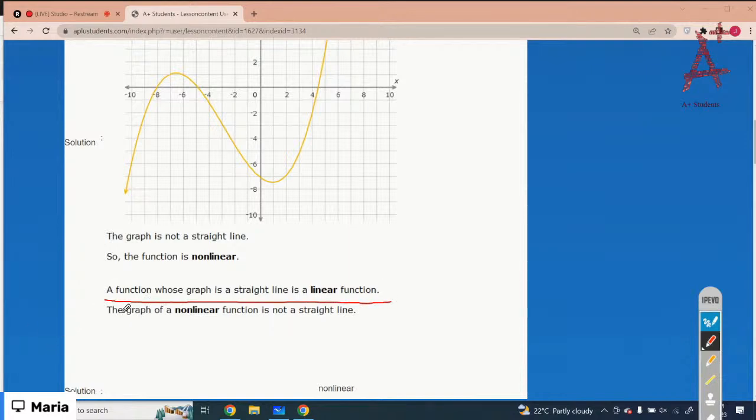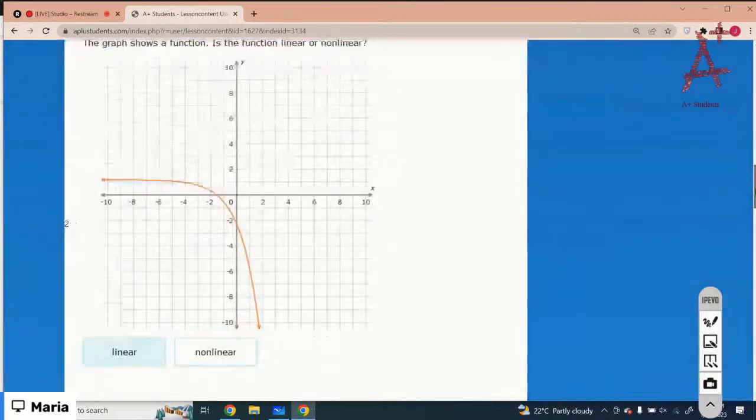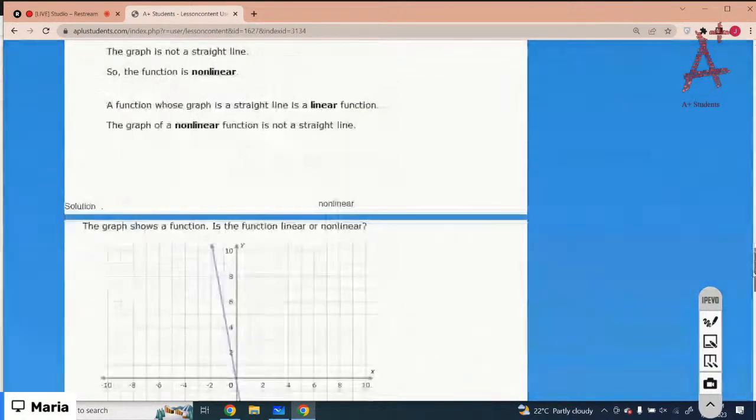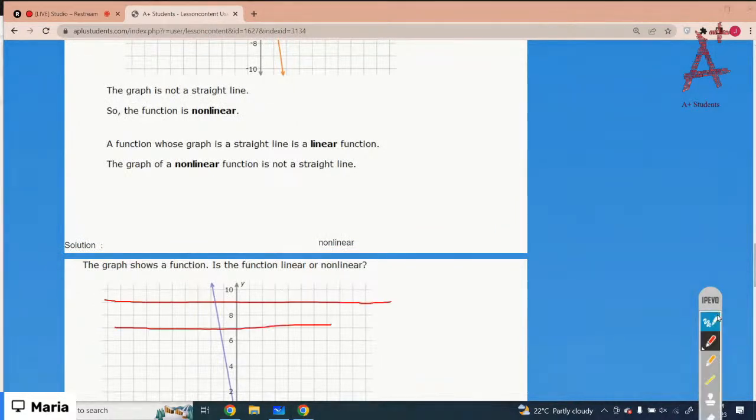Got it? So a function whose graph is a straight line is a linear function. So the graph of a non-linear function is not a straight line. So the graph that is shown in the question is not a linear function. Got it? So that is the very basic definition of the linear function. A function whose graph is a straight line is a linear function.